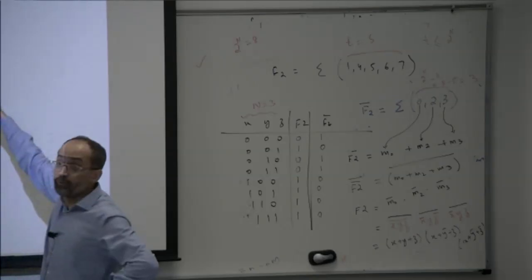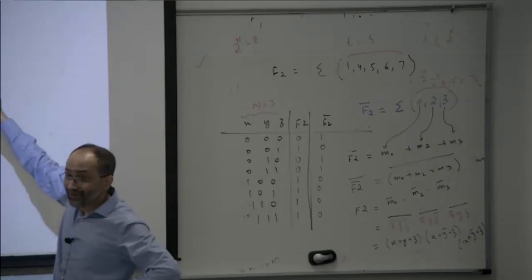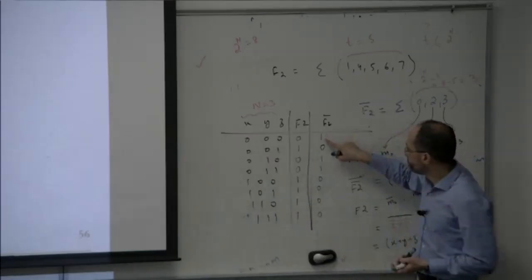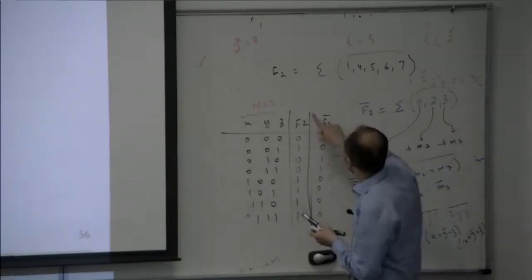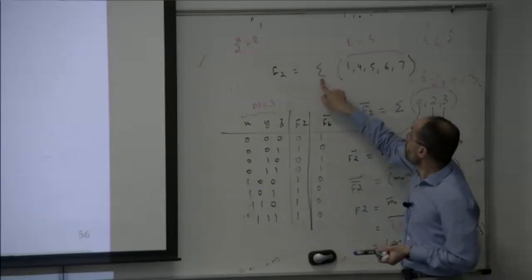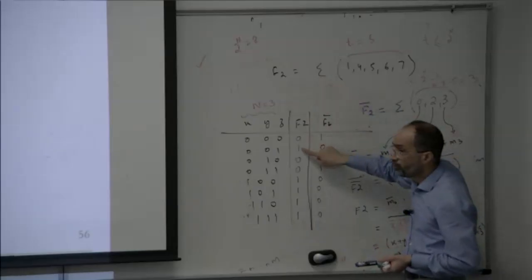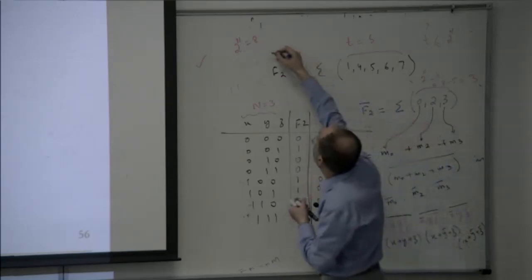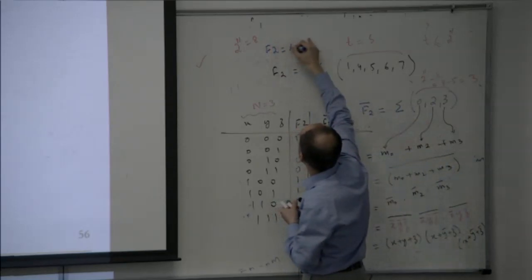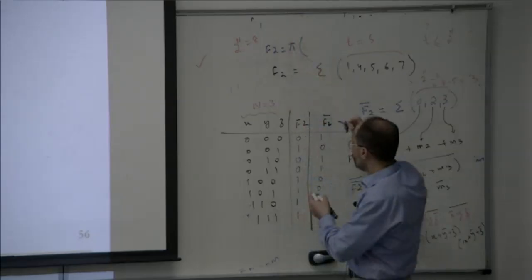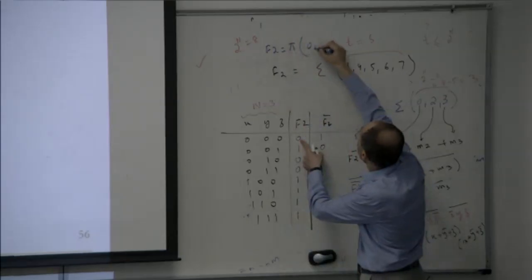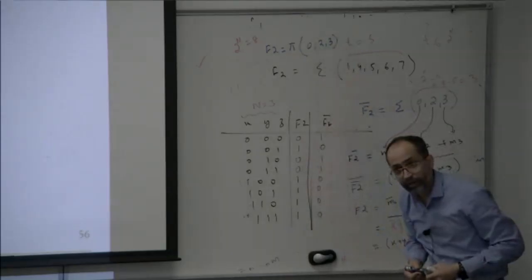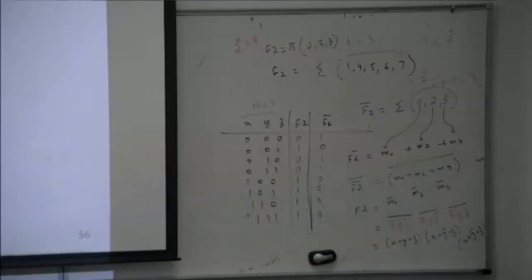And the max term will be what? 0, 1, 2. So can we see here for this function f2? If you look here, f2 is the sigma of what? 1, 4, 5, 6, 7. And how can we write f2 here? The pi of what? 0, 2, and 3. Got it? Okay.